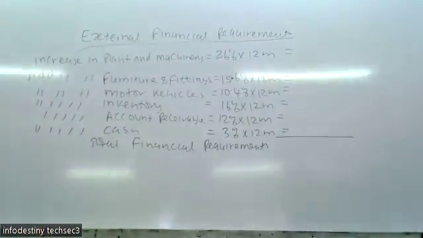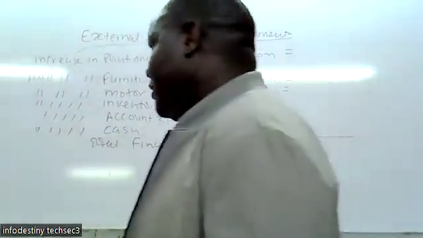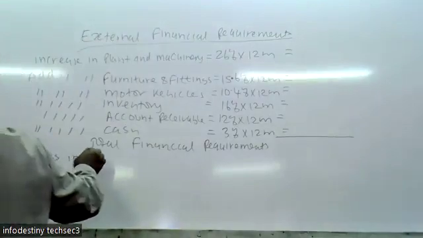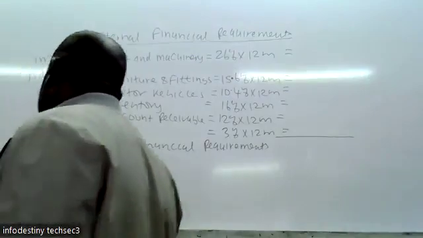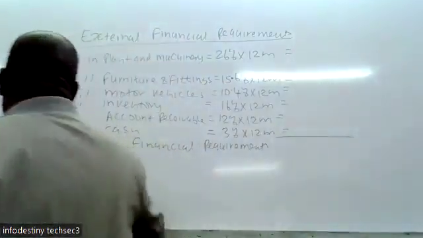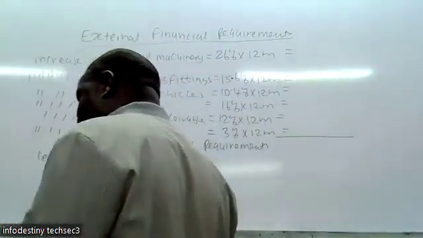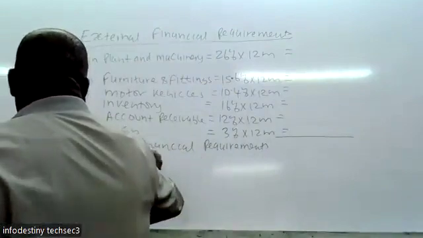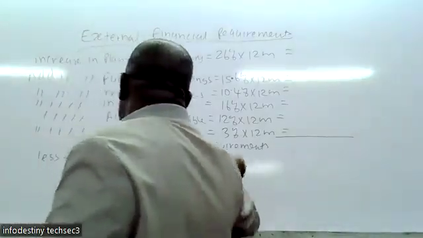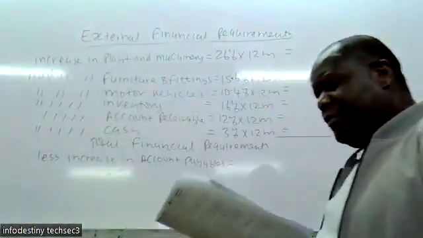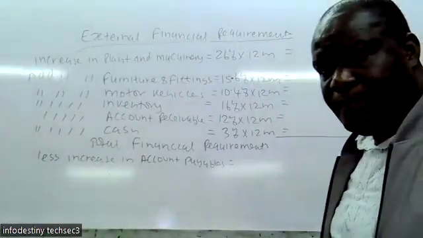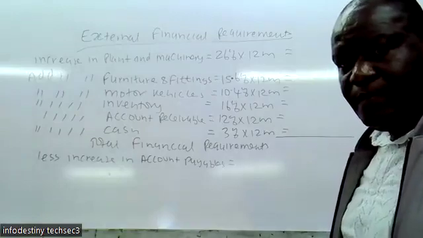Then, once you get that total financial requirements, you require to less the increase in the current liabilities. So, the first current liability is accounts payable. So accounts payable, you go to which percent? 15.